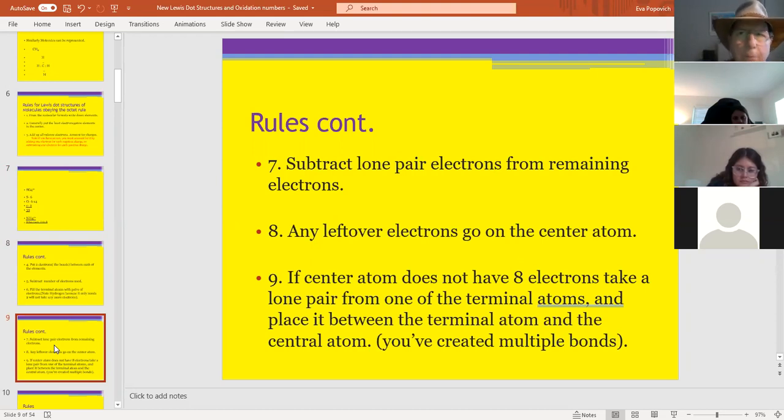If at that point the center atom does not have 8 electrons, take a lone pair from one of the terminal atoms and put it between that terminal atom and the center atom. What you've done is create multiple bonds. Then you go back and check.